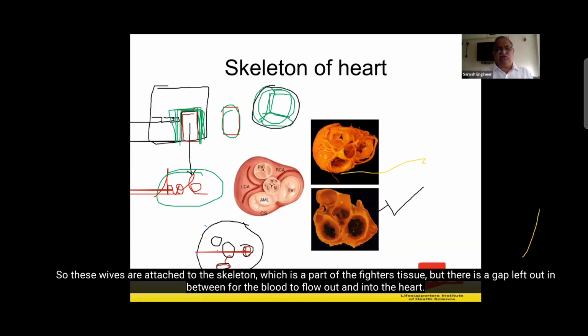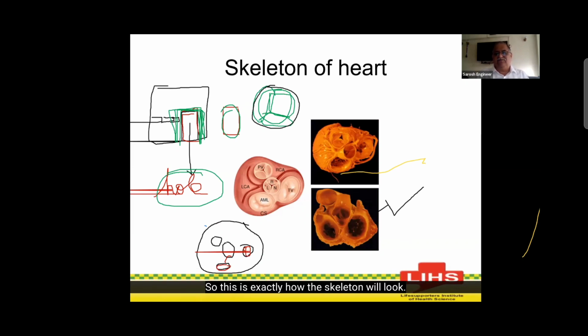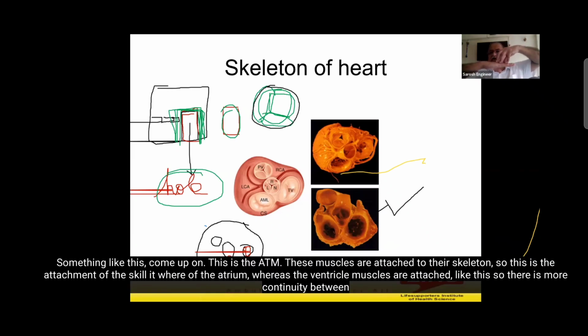So these valves are attached to the skeleton, which is a part of the fibrous tissue, but there is a gap left out in between for the blood to flow out and into the heart. So this is exactly how the skeleton will look. And most important is that the atrium muscle will come and get attached to the skeleton, something like this. From above, this is the atrium. These muscles are attached to the skeleton. So this is the attachment of the atrium, whereas the ventricle muscles are attached like this.